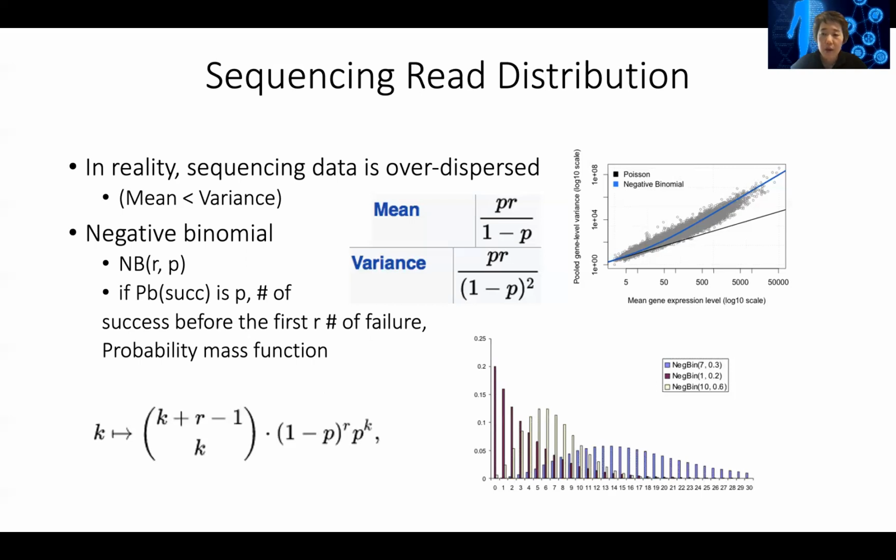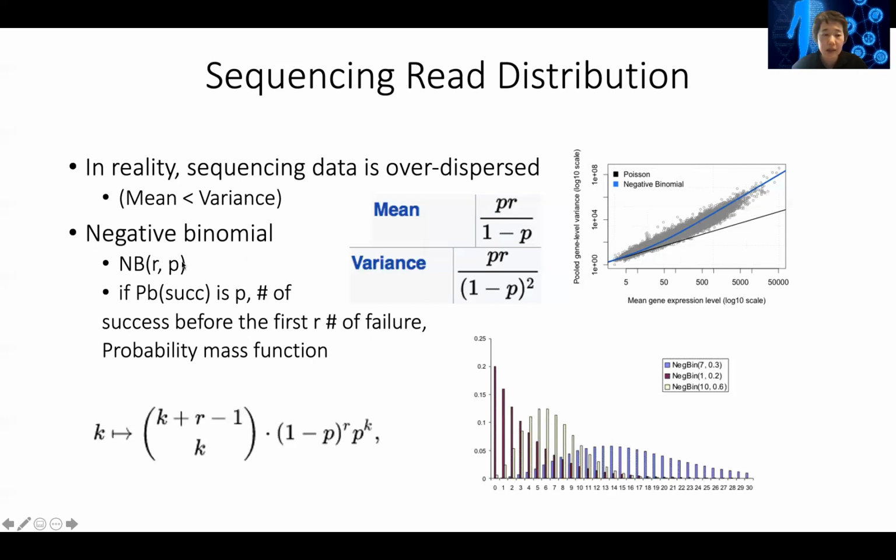If this followed a Poisson distribution, we would expect all the genes to line up on this black line, which means the mean and the variance are the same. Instead, in real RNA-seq data, we see something like this, which suggests over-dispersion, which means that when the expression level is higher, the variance is even bigger than the mean.